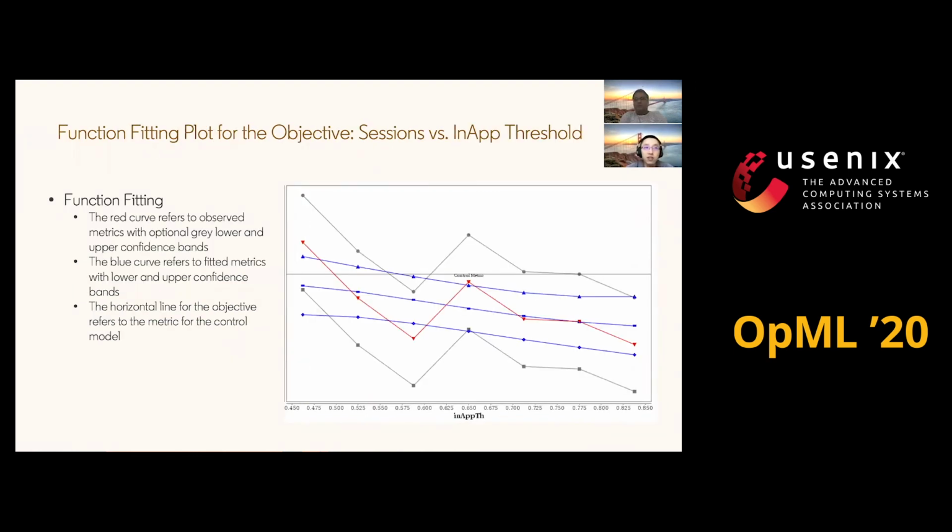Last, we have the function fitting plots for users to understand the goodness of fit. If the utility is an objective, we also provide the control max for reference. In this plot, the red curve refers to the observed metric with optional gray lower and upper confidence band. The blue curve refers to the fitted metric with a lower and upper confidence band, also marked as blue. The horizontal line for the objective refers to the metric of the control model. This plot illustrates the relationship between the sessions metric versus the in-app threshold.